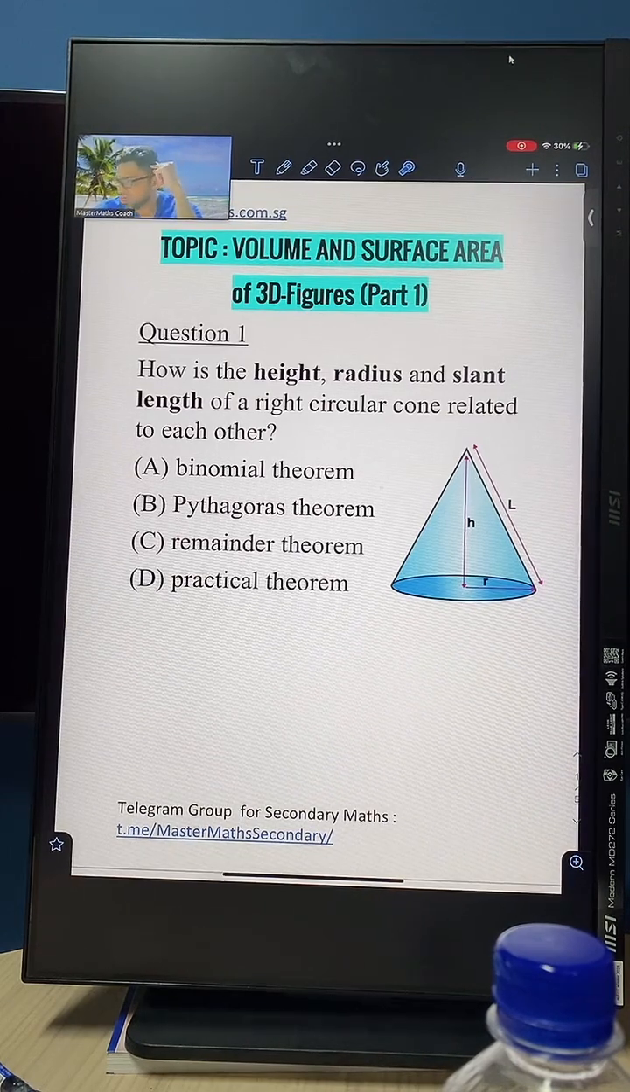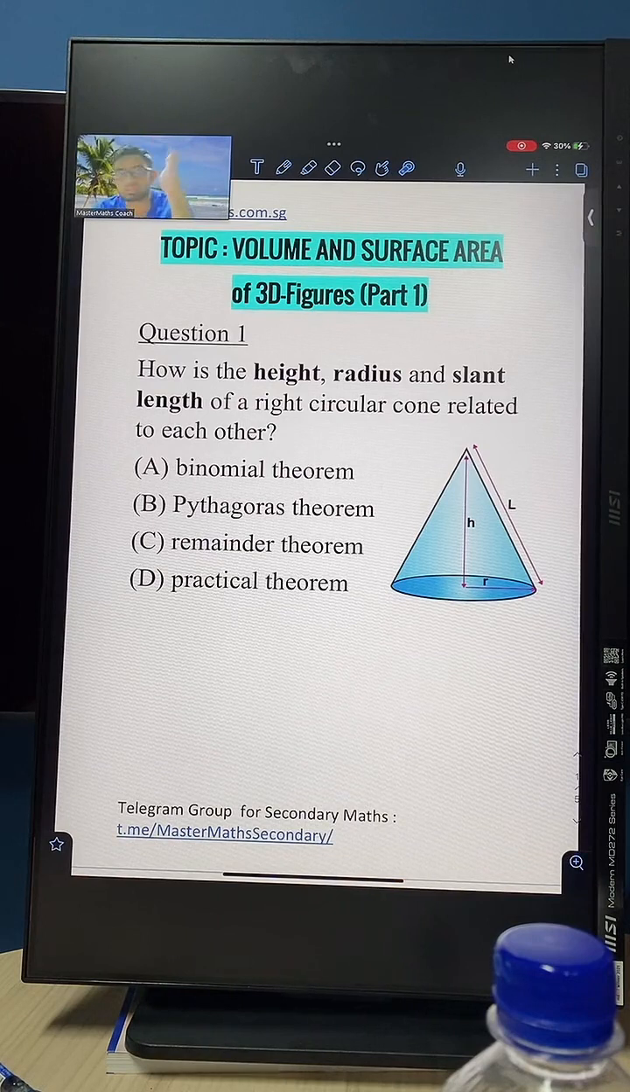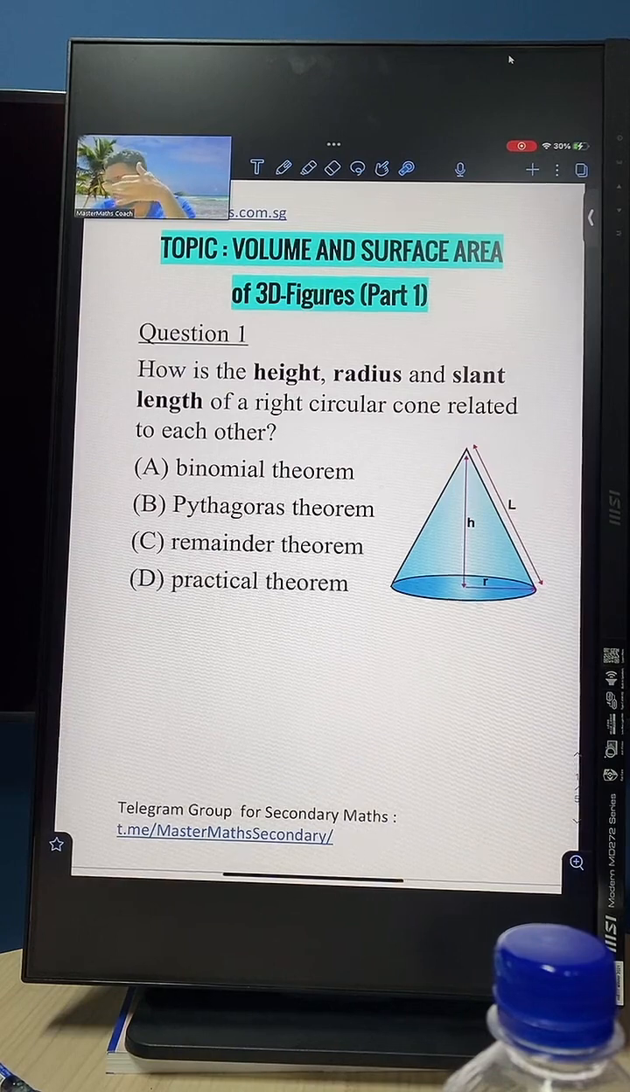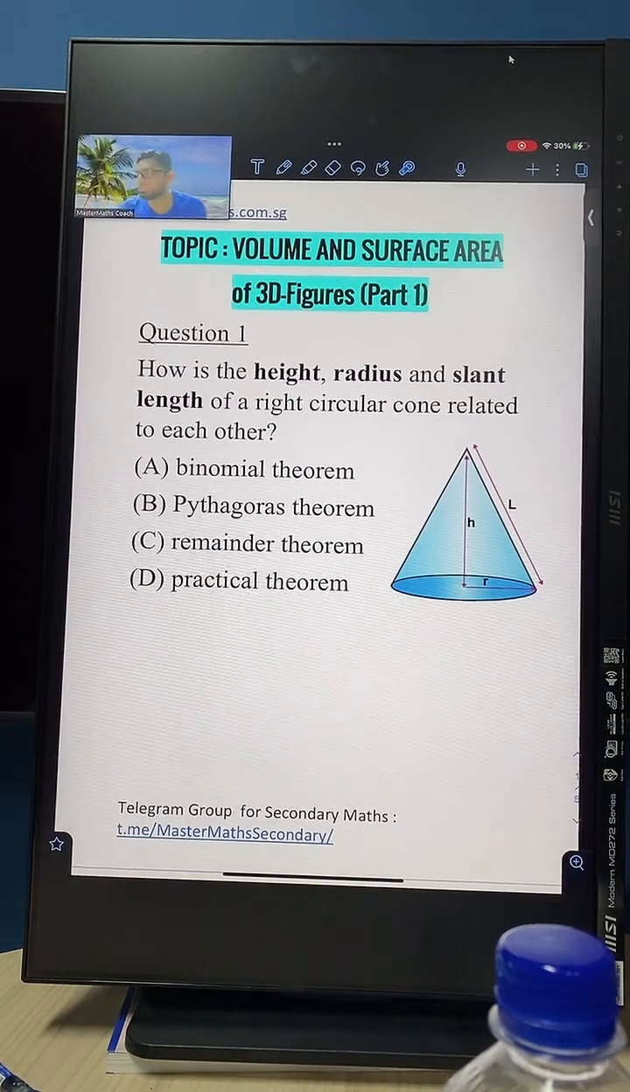My friends, N says the answer is B. How are these three lengths related to each other? H, R and L, how are they related? Is it binomial theorem, Pythagoras' theorem, or remainder or practical theorem? In my life, I have not seen the word practical theorem before. Especially for maths, there is no such thing as practical theorem. Guys, what will your answer be? Knight, aka Faye, says B. Oh, so many of you are saying B. Fantastic.